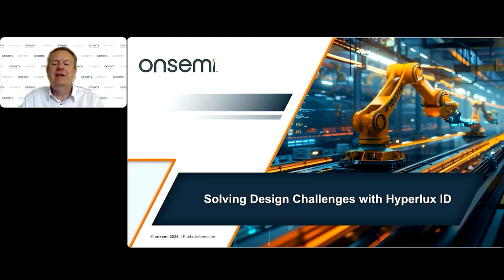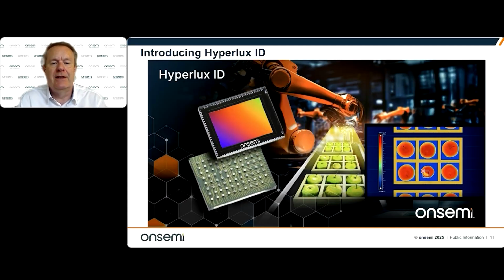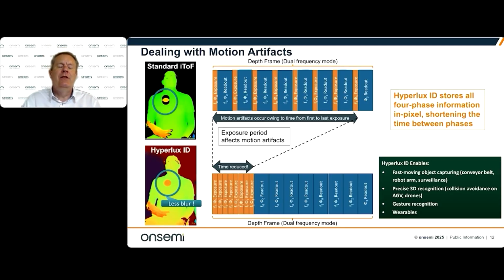Okay, so solving the design challenges with Hyperlux ID. Let's start with motion artifacts. So I mentioned the blurring, and standard iToF has this blurring. Standard iToF today doesn't have any in-pixel memory. So if you recall what I said in the introduction about the way iToF works and the need to have these 4 phases in order to calculate the depth, standard iToF today, because it doesn't have in-pixel memory, needs to do an exposure and readout, exposure and readout, and needs to do that consecutively for the 4 phases.